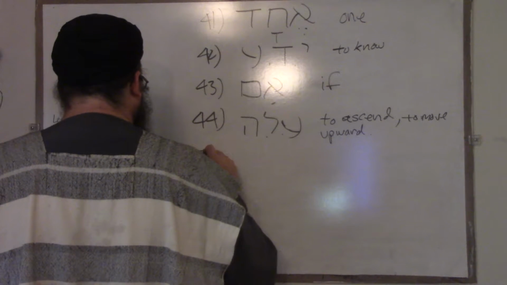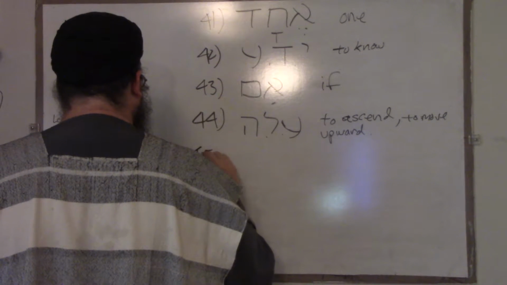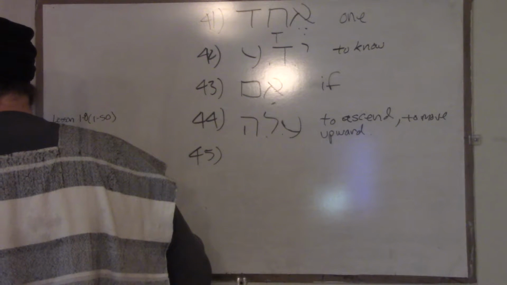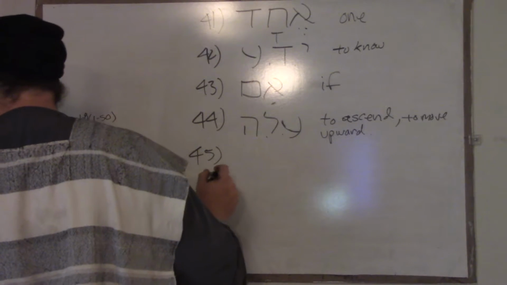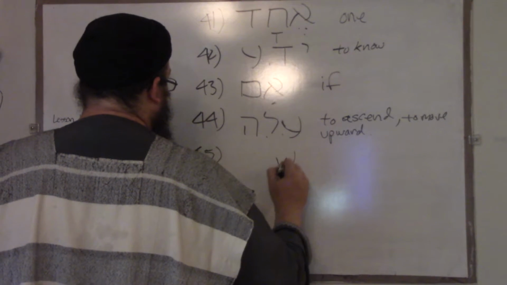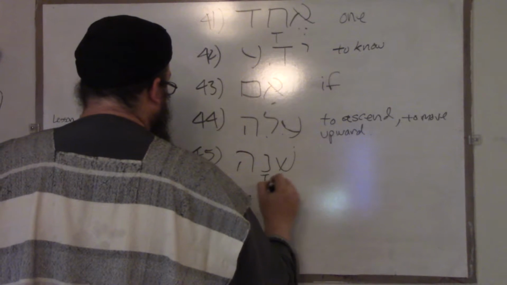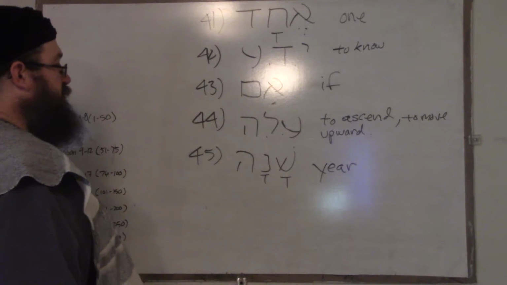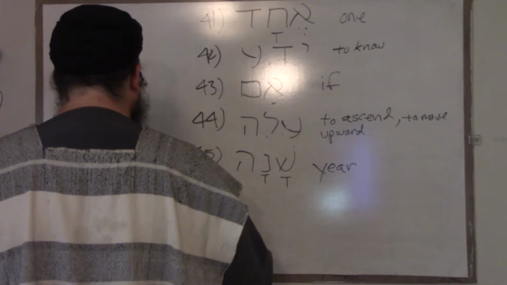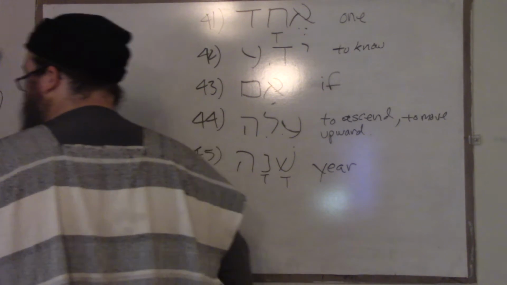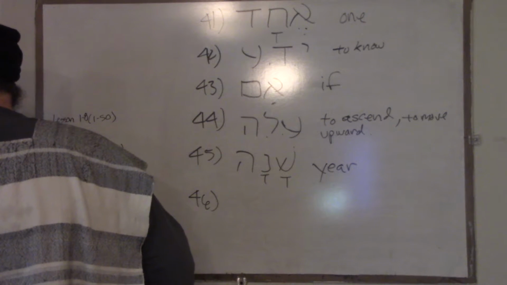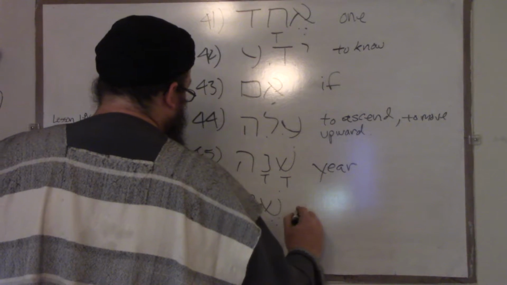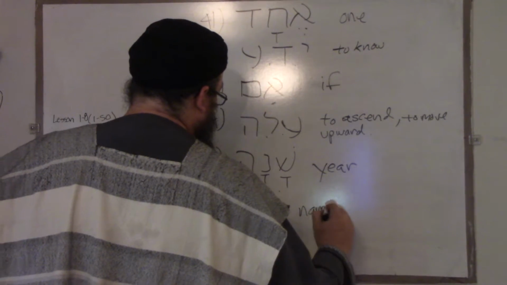Next word we have is 45. And here in 45 we have the word shana. Shana is the word for year. 46 is the word Shem. And Shem is the word for name.